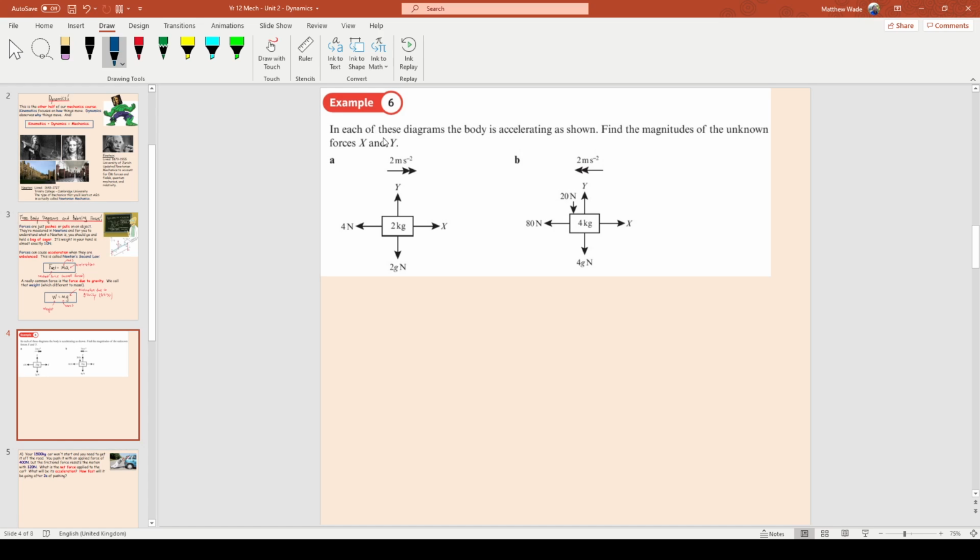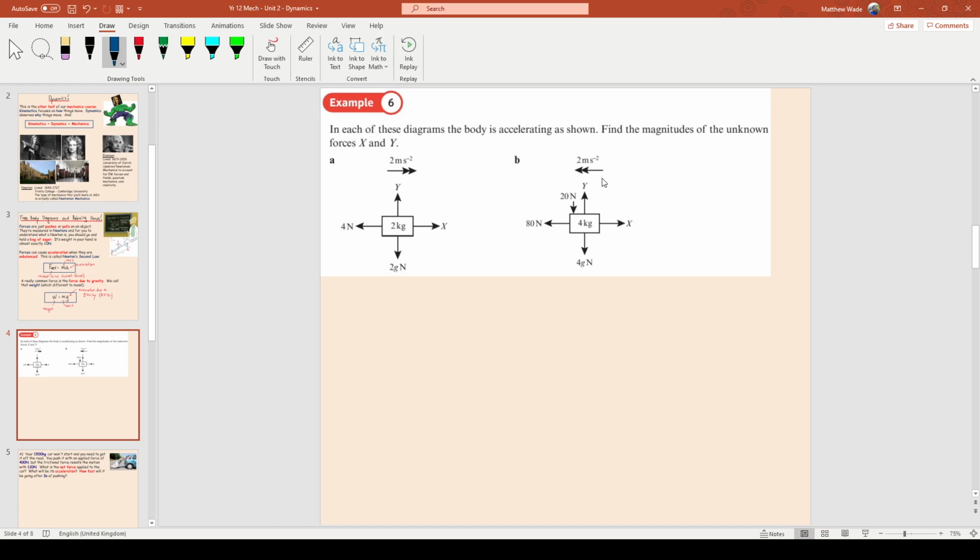So here you go. Let's read it. It says, in each of these diagrams, the body is accelerating as shown. Body just means object, okay? So it doesn't mean it's a person or anything, it just means it's an object. It's accelerating as shown, so it's accelerating to the right. You always draw acceleration with an arrow, like that, with a stick with two little arrows on it. Velocity's only got one arrow, we'll talk about that later too. Find the magnitudes of the forces x and y, magnitude being size.